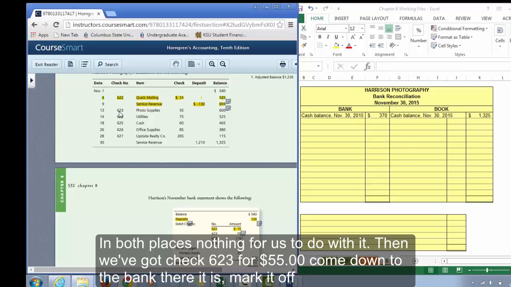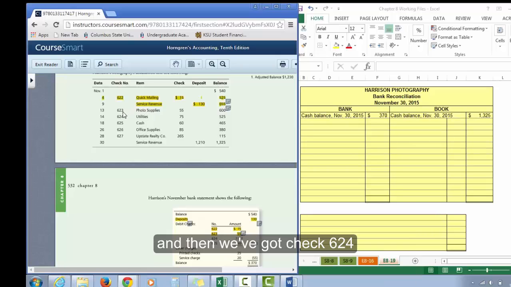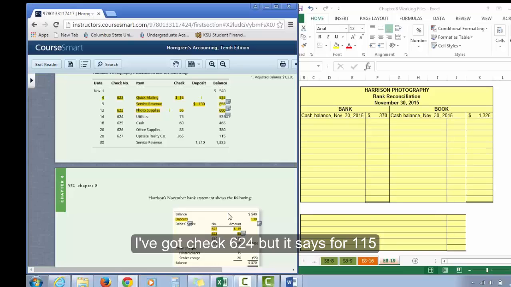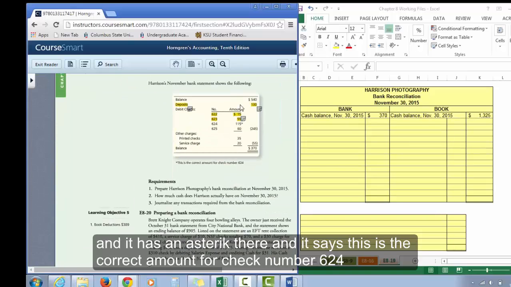Then we've got check 623 for $55. Come down here to the bank. There it is. So mark it off. And then we've got check 624. Now, check 624, it says for utilities was $75 on our checkbook. But when I come down here to the bank statement, I got check 624, but it says $115. And it has an asterisk there, and it says this is the correct amount for check number 624.